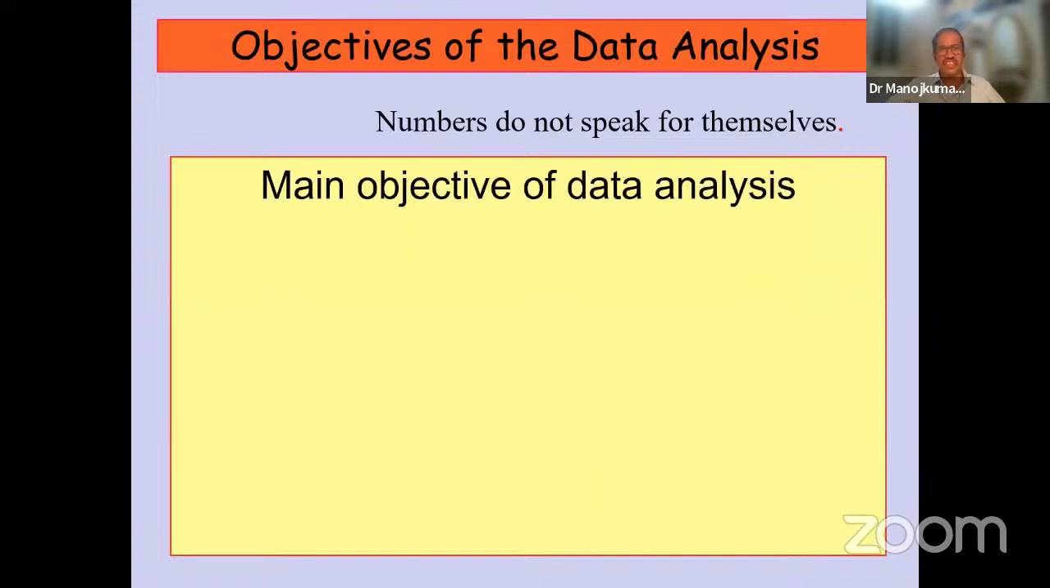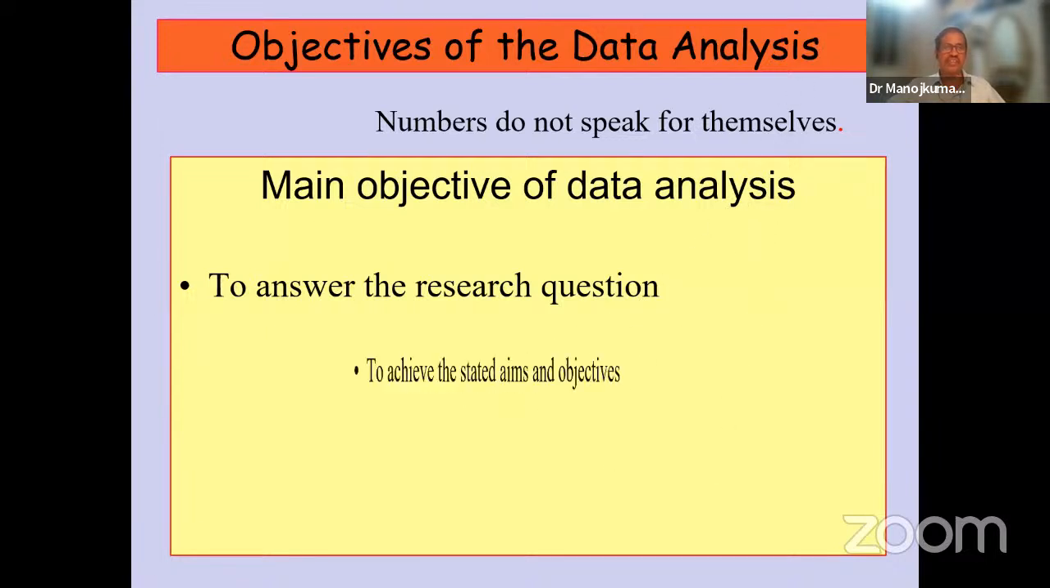So, in a nutshell, the main objective of data analysis, through which we want to generate our results, is to answer the research question. We have started our research by stating the research question. So these research questions have to be answered. Or if you have set aims and objectives, these aims and objectives have to be met.